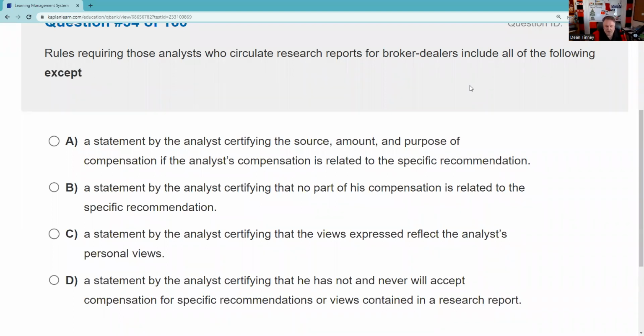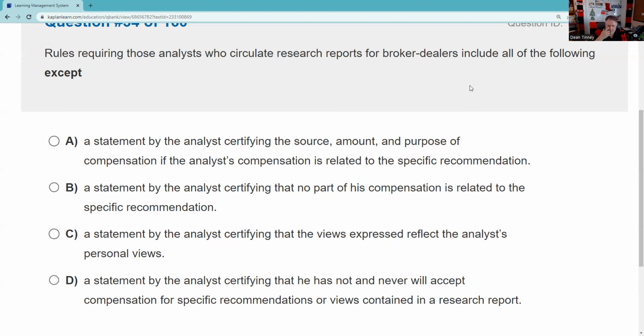Rules regarding those analysts who circulate research reports for broker-dealers include all the following except. A, a statement by the analyst certifying the source, amount, and purpose of compensation if the analyst's compensation is related to the specific recommendation. Indeed. Remember, I'm looking for the except. B, a statement by the analyst certifying that no part of his compensation is related to the specific recommendation. Indeed, that's true. C, a statement by the analyst certifying that the views expressed reflect the analyst's personal views. Indeed. So it looks like it's going to be D. Let's see what D says.